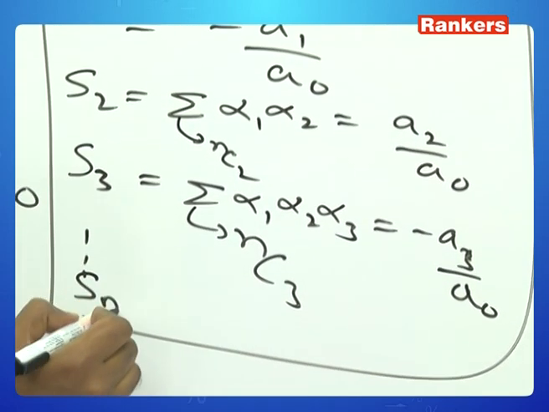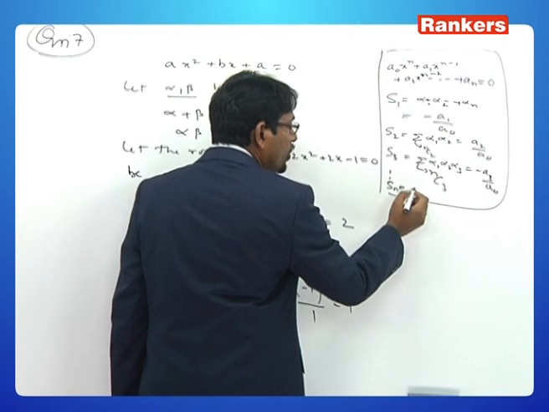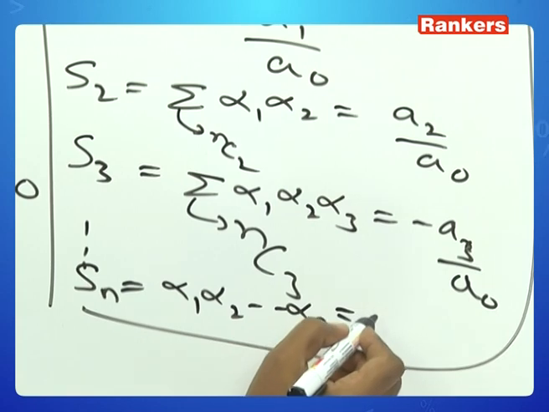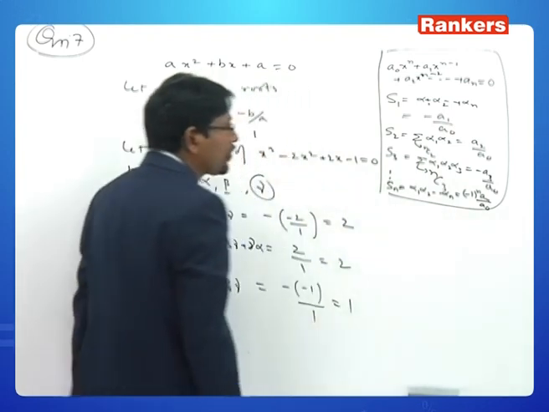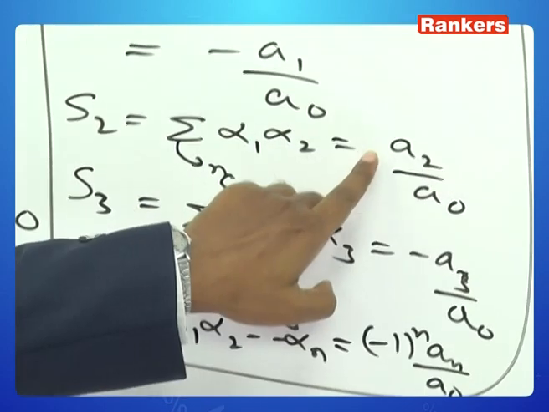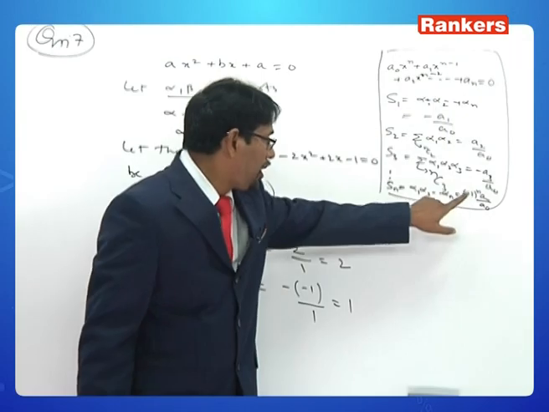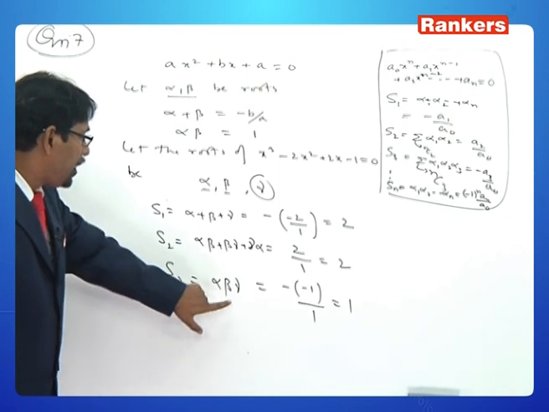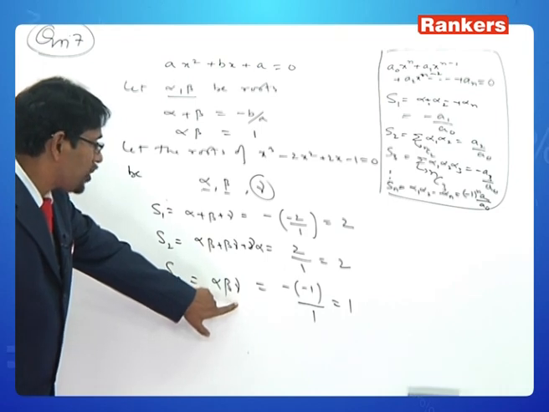Go on like that. Sn will mean the sum of the products of roots taken all n at a time, so alpha 1 into alpha n. What is that equal to? Minus 1 power n into an by a naught. So when you have S1, you have minus 1 power 1, S2 minus 1 power 2, S3 minus 1 power 3. So Sn should have minus 1 power n into an by a naught. So we made use of this formula here, and we observed that alpha into beta was already 1 there. So now alpha into beta into gamma is also 1.